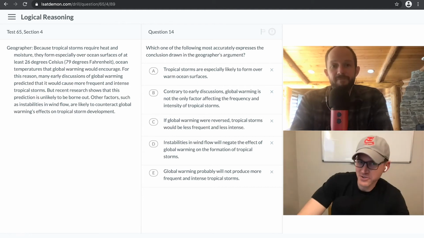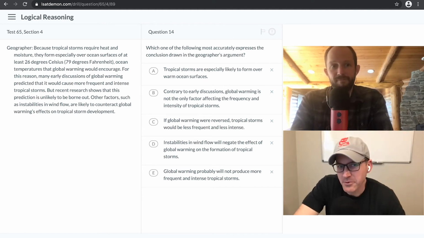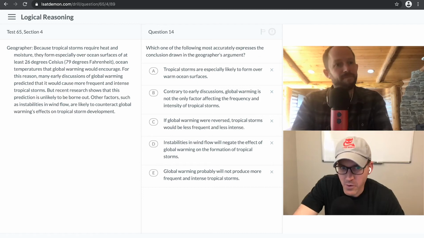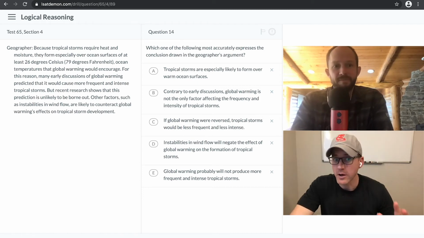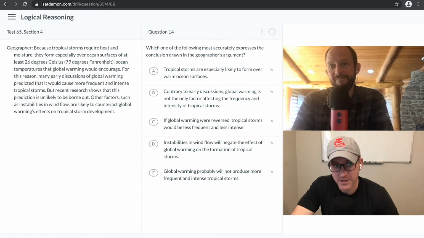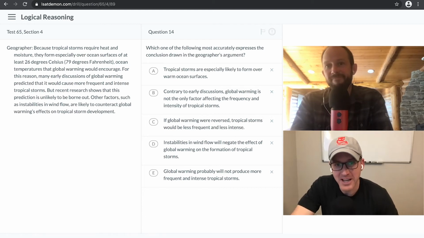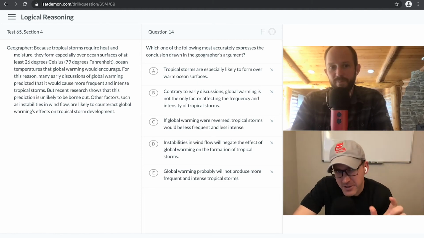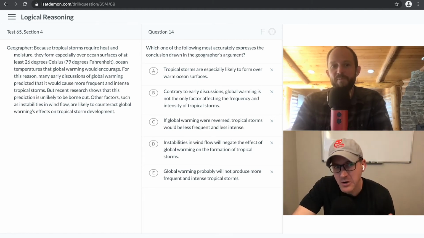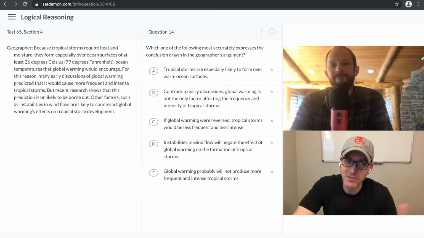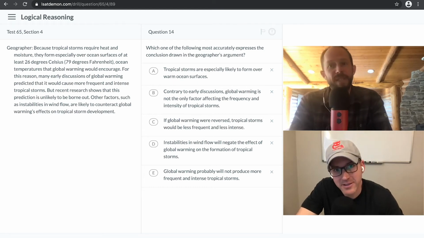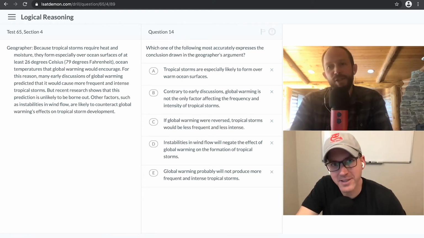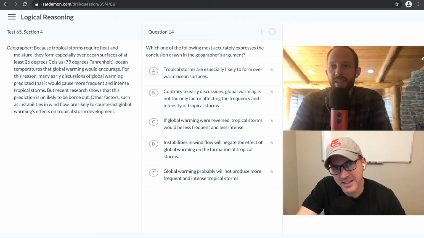And look at this. Answer choice A says, tropical storms are especially likely to form over warm ocean surfaces. That's the opposite of the prediction, or of the conclusion. And this is the middle part of the first sentence, which a lot of people would reflexively identify as the main conclusion because it came after this "because" clause. And they're like, gotcha. If you're trying to game it, you just played yourself.